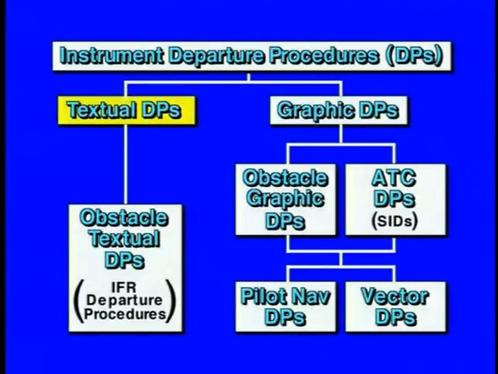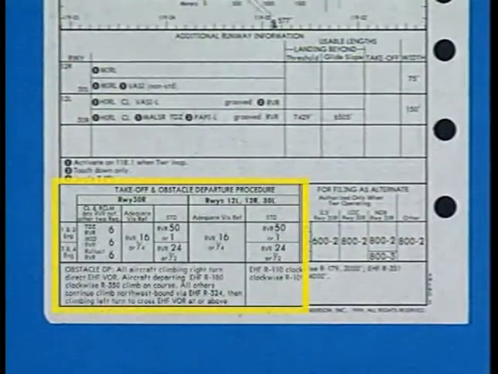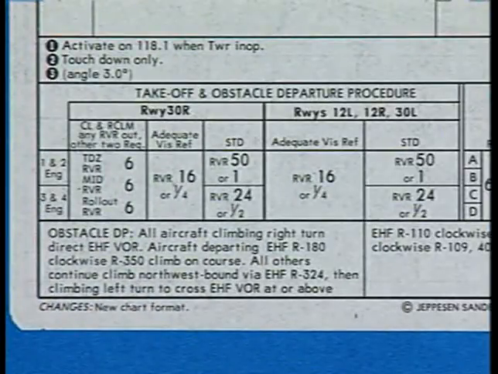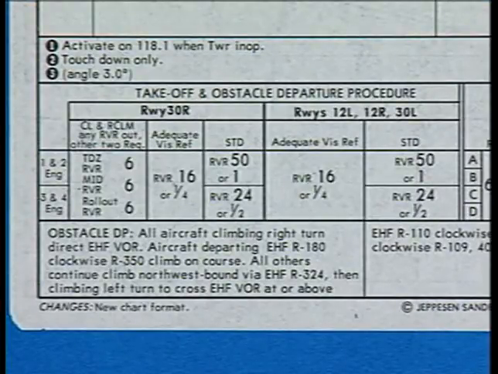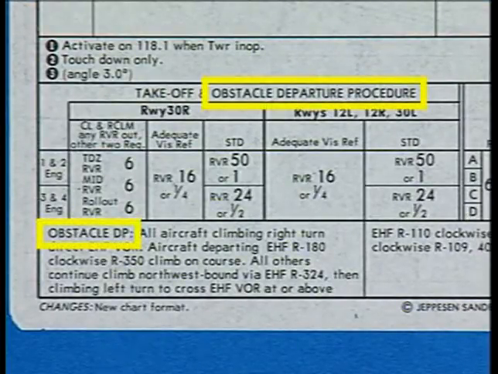DPs can be either textual or graphic. Textual procedures, referred to as IFR departure procedures outside the U.S., exist only for obstacle clearance and can normally be found at the bottom of Jeppesen Airport charts. If ATC does not assign a graphic DP or other instructions, you can use the textual DP for obstacle clearance to depart the airport and, in some cases, to transition to the en route structure.